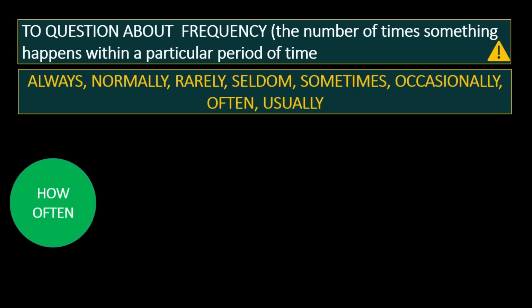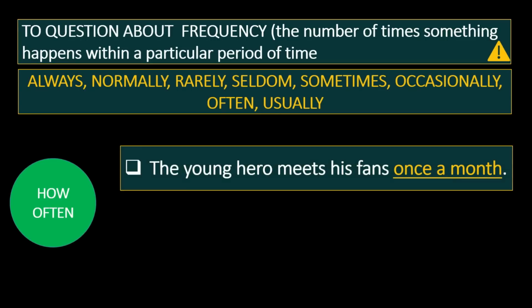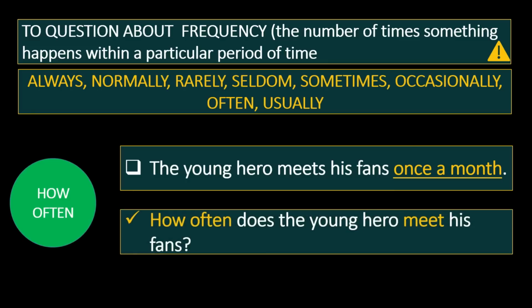Now the next one is again how often. The young hero meets his fans once a month. The young hero meets his fans. Now instead of occasionally I used once a month here. That's also frequency. How often does the young hero meet his fans? Meets can be split into does and meet, and the young hero's subject can be put in the middle. How often does the young hero meet his fans?